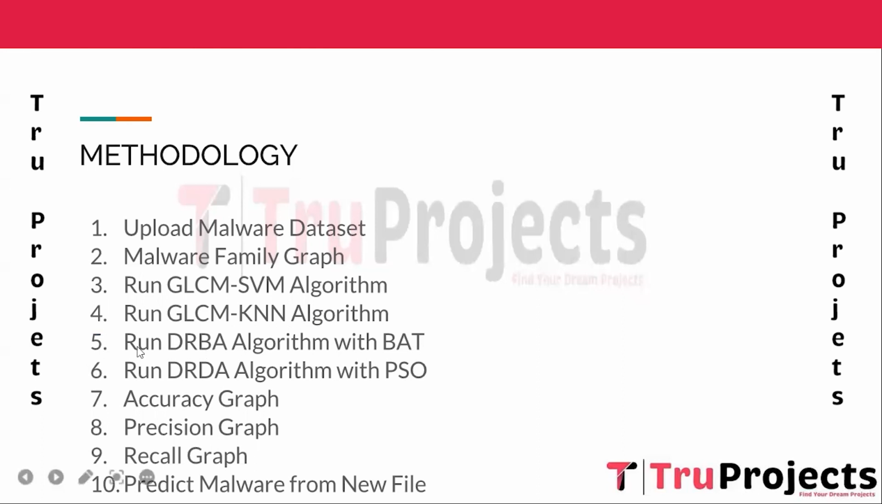And the fifth module is Run DRBA algorithm with BAT. In this module, the proposed dynamic resampling based on BAT algorithm is implemented, which is utilized to optimize the features and address the feature imbalance issues. These optimized features are then fed into the CNN model for training and classification of the malware samples.